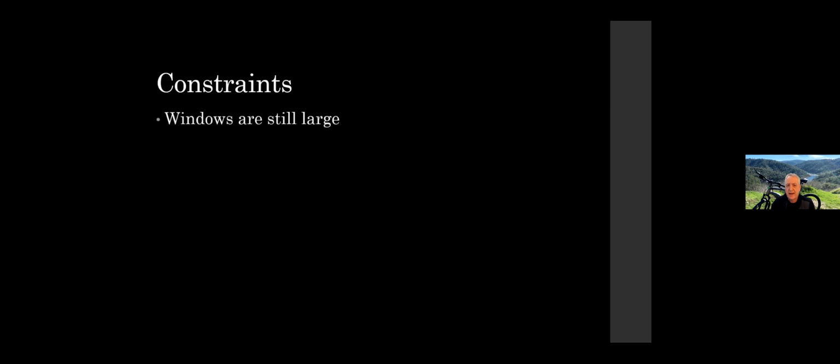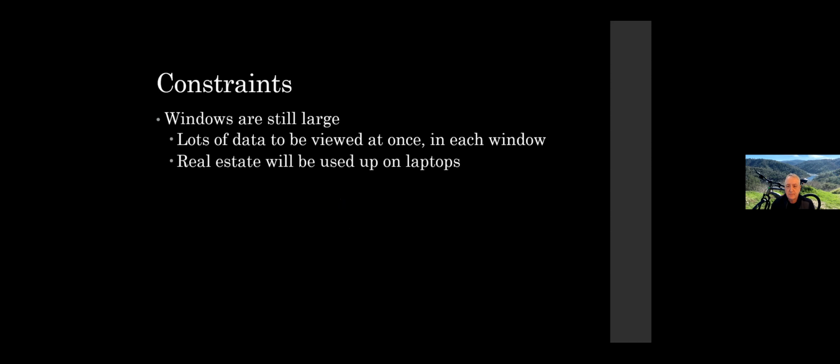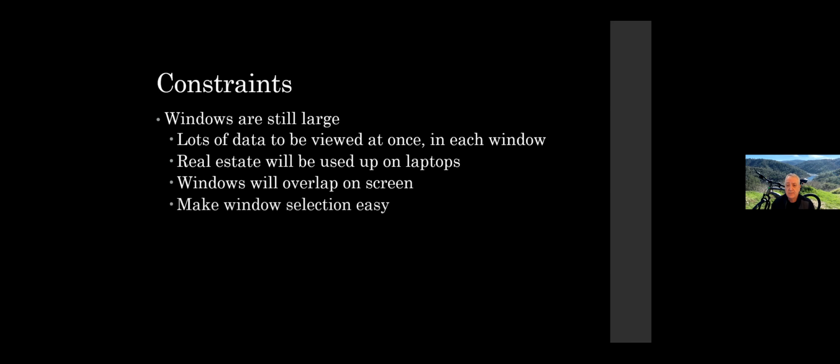So I've had to work around that. Another constraint is the windows are still large. Like I said, we're using a lot of data to be viewed, using most of the real estate on the window for each window. And with laptops, that's almost completely used up as it is. Sometimes, depending on the size and the resolution of their monitor, they're actually scrolling to look at one window. Imagine if they had 5, 6, 7, 8 windows open at once. So those windows will overlap on the screen. And they want to make the selection of the windows easy.